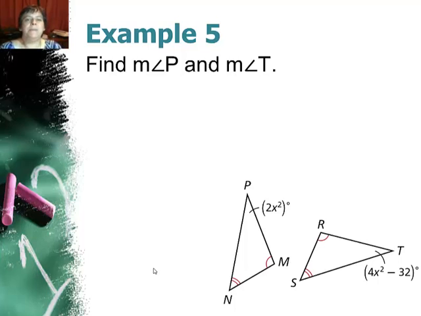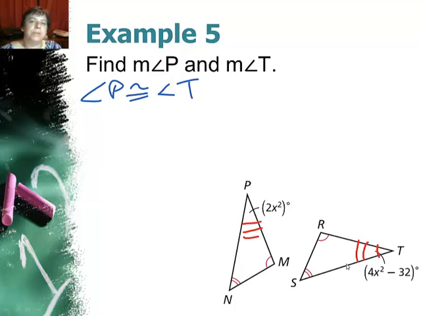Now let's look at example 5. I'm trying to find the measure of angle P and the measure of angle T. Well, I know that these angles are congruent by the third angle theorem because angle N is congruent to S and angle M is congruent to R. So I can just say angle P is congruent to angle T. Now I'm going to substitute in this 2x squared for P and this 4x squared minus 32 for T. Now I'm going to solve for x squared.